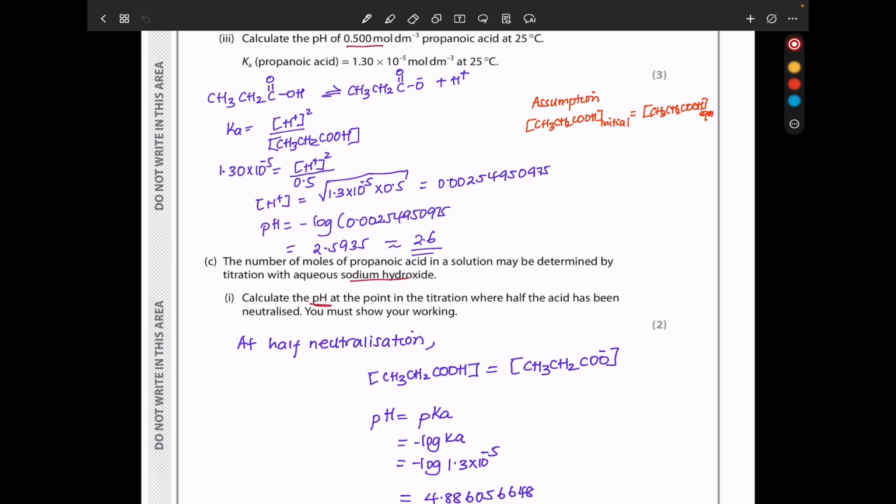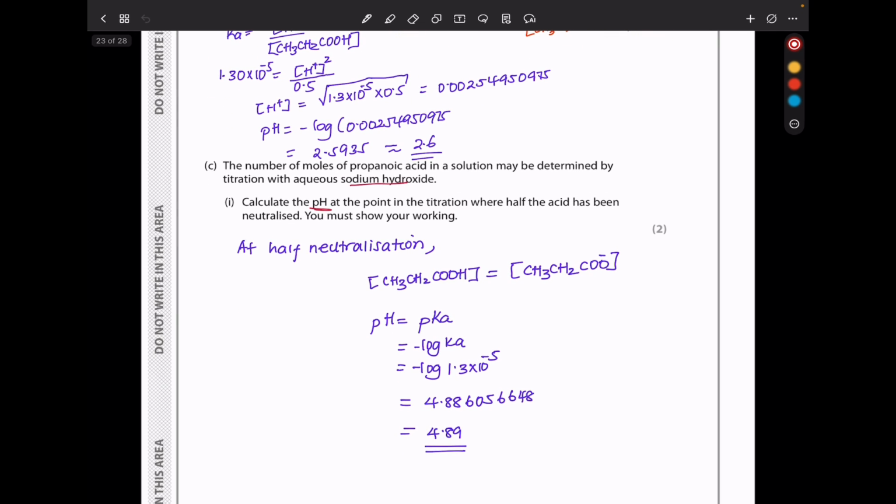So, substituting Ka and the concentration, the H+ concentration is equal to the square root of 1.3 times 10 power negative 5 times 0.5, which gave me that. So pH is the negative log of that, giving me 2.5935, which is 2.6 as the pH.